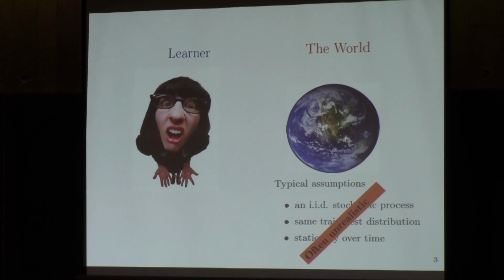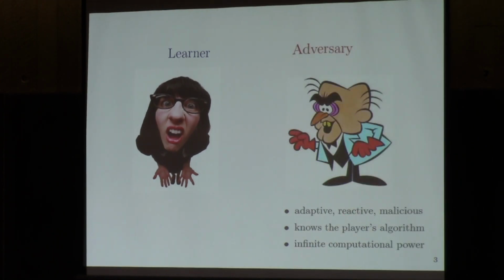that we're interested in. Instead, the environment is rightly modeled as perhaps deterministic, non-stochastic, even adaptive to the learner's predictions, and it's often appropriate to model the adversary as malicious, knowing the player's algorithm, having infinite computational power, and so on.